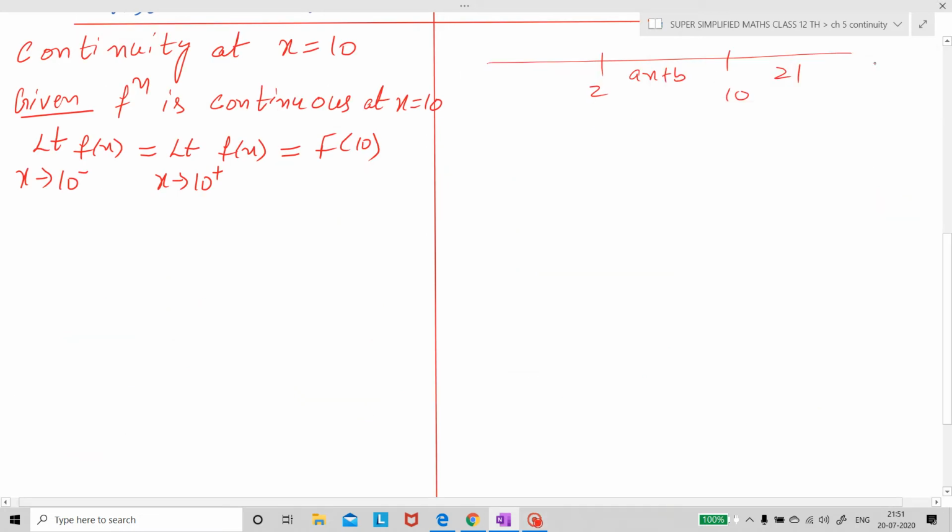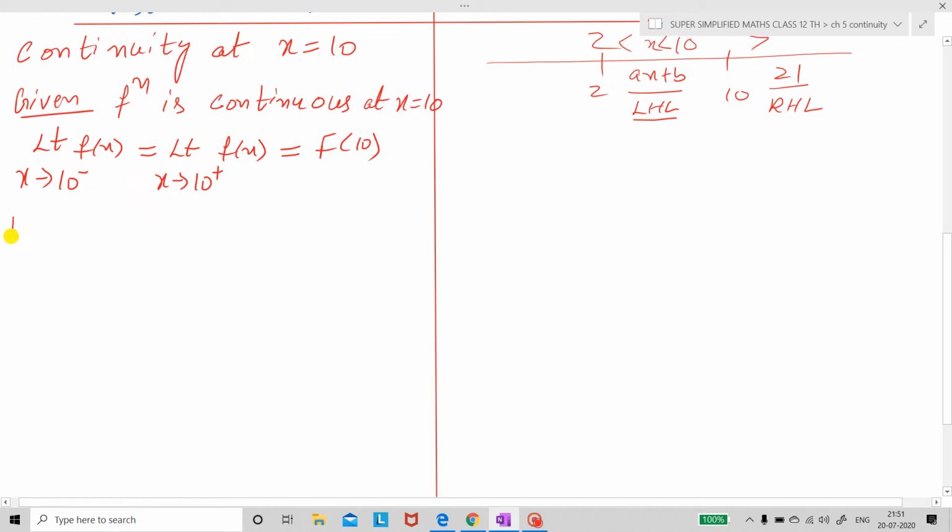Now we are going to use the continuity of the same function at the point 10. Now recall this figure. For x less than 10, that means when x was greater than 2 and less than 10, the function was ax plus b, and for x more than 10, the function was 21. That means for LHL of 10, we are going to use f(x) as ax plus b. For RHL of 10, we are going to use 21 as the value of f(x).